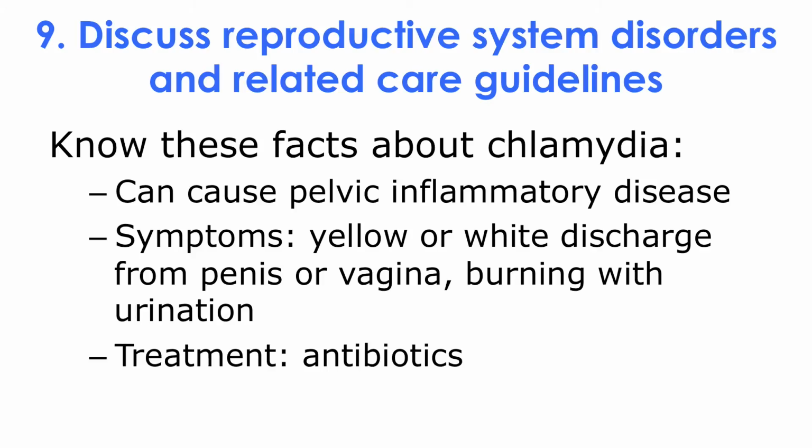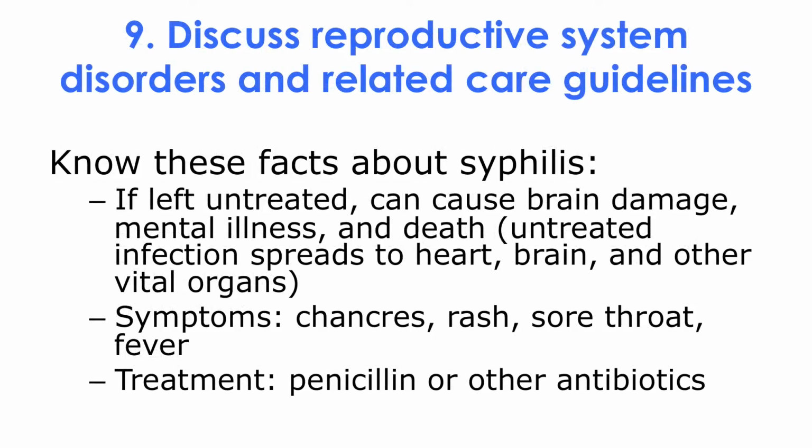Let's talk about chlamydia, because we may face clients who have this. Chlamydia can cause pelvic inflammatory disease. Symptoms include a yellow or white discharge from the penis or vagina and burning with urination. The treatment is antibiotics. Next is syphilis. Syphilis, if left untreated, can cause brain damage, mental illness, and even death. An untreated infection spreads to the heart, the brain, and other vital organs as well. Symptoms you may see are canker sores, a rash, a sore throat, and even fever. The main treatment is penicillin or other antibiotics.